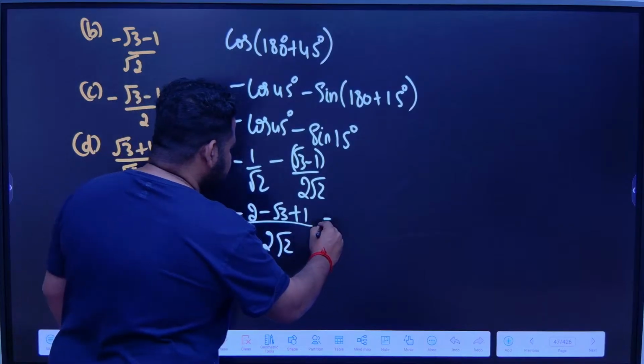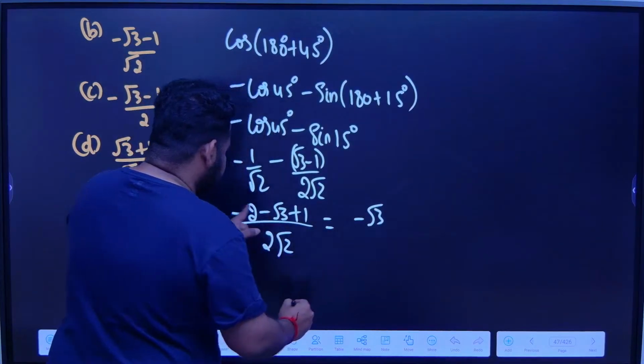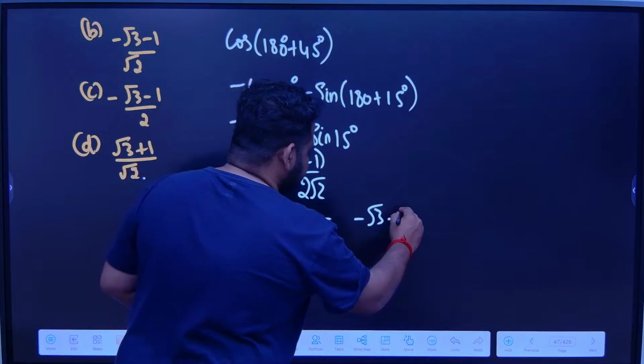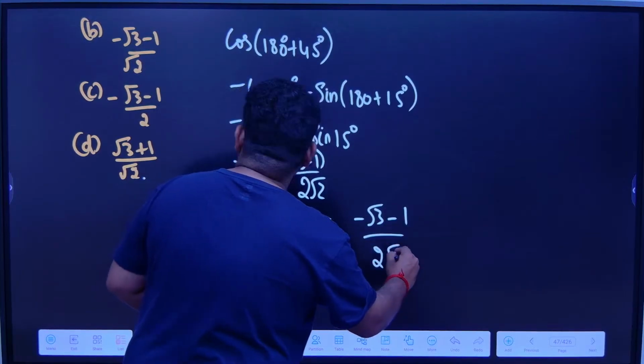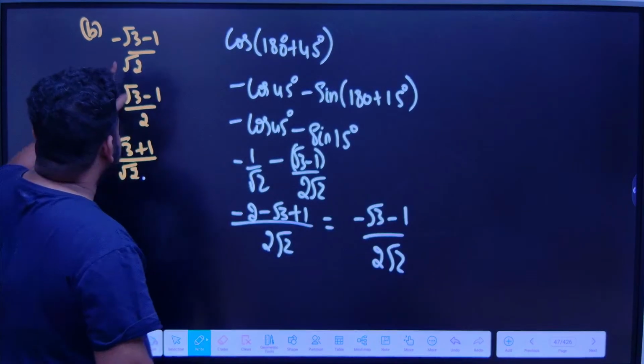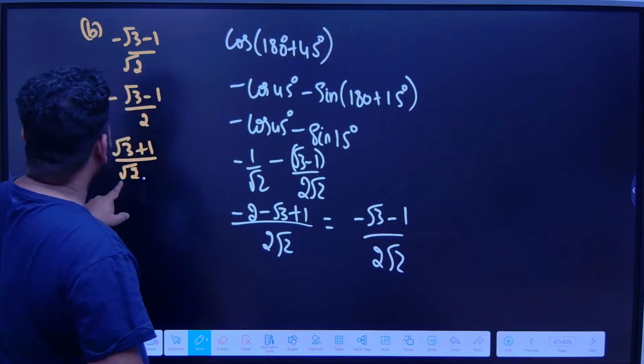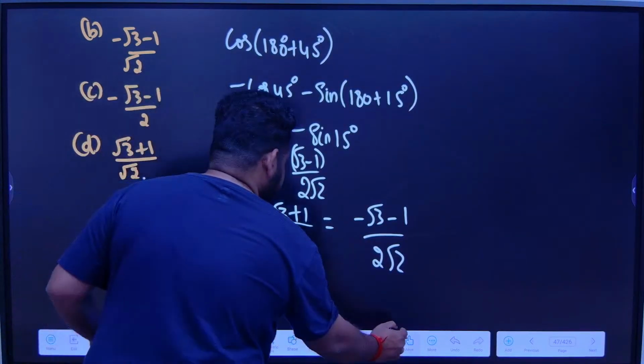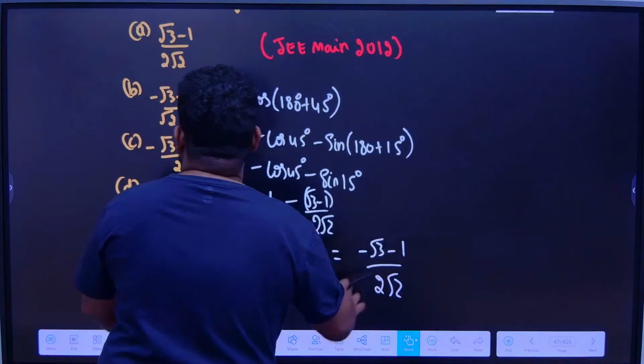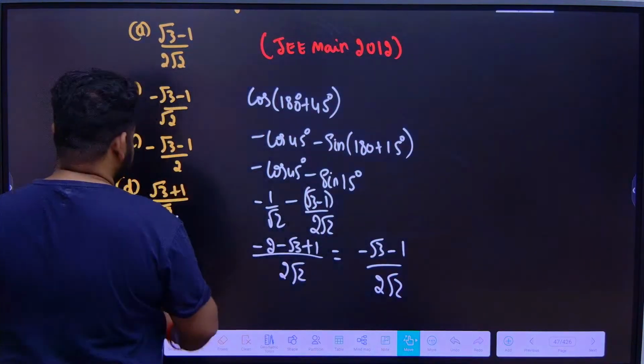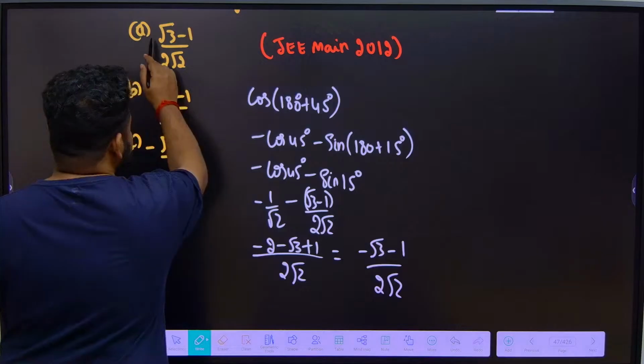So, this will become what? Minus root 3 plus 1 minus 2 is minus 1. Okay, minus 1 by 2 root 2. Okay, what is the option? Minus root 3 minus 1 by 2 root 2. Okay, your options are wrong. Let us have a look at it. Okay, this should be option 1, but along with that there should be minus sign.